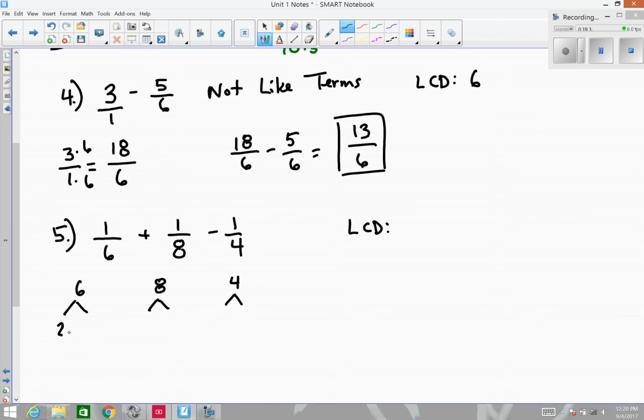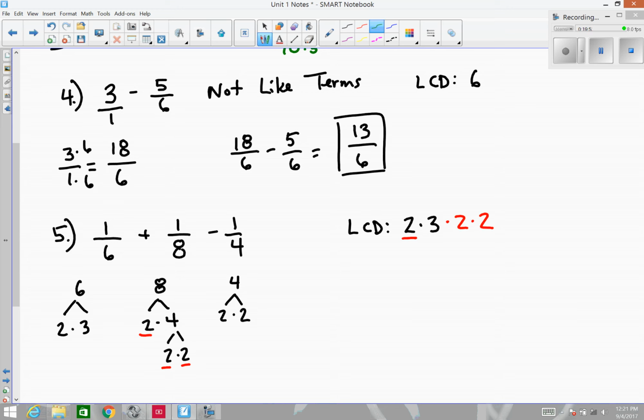6 is equal to 2 times 3. 8 is 2 times 4, but the 4 is not prime. It's 2 times 2. 4 is 2 times 2, both prime, so we're finished. Let's take a look at how to get this LCD. I'm going to first put down the factors for my 6, the 2 times the 3. And when I look at the 8, I need a 2, another 2, and a third 2. I have 1, 2, but I need 2 more.